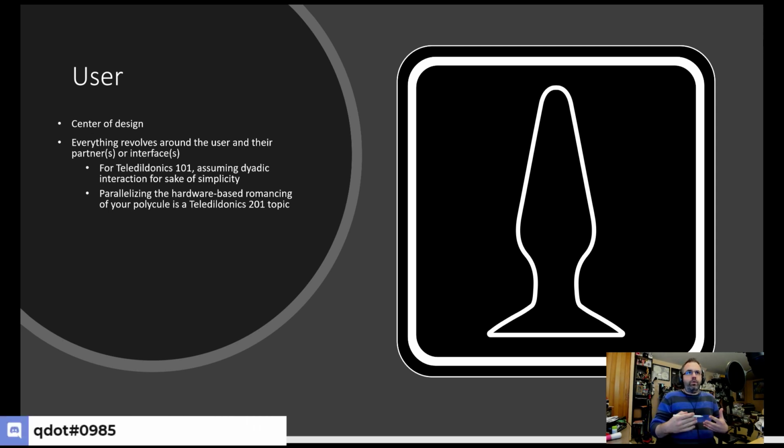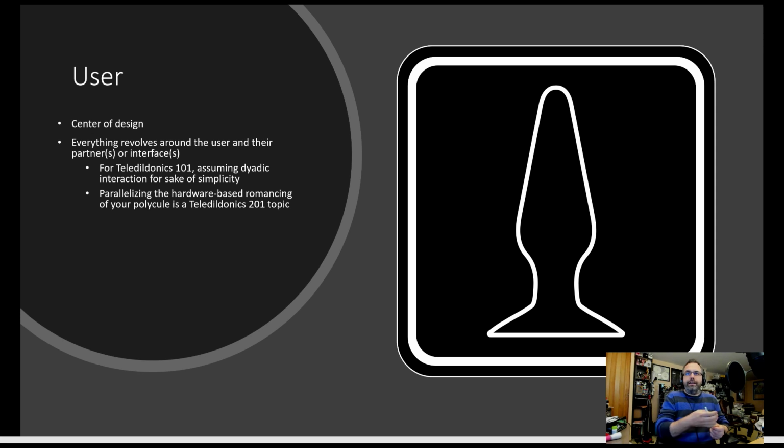For Teledildonics 101, we're going to assume dyadic interaction for the sake of simplicity. What that means is two people. A dyad is the sociological term for a group of two. So you have one user on one end, one user. I'm not really assuming a large geographic distance between them. They could be in the same goddamn room, but they both have a toy. They both have a computer that's controlling that toy.